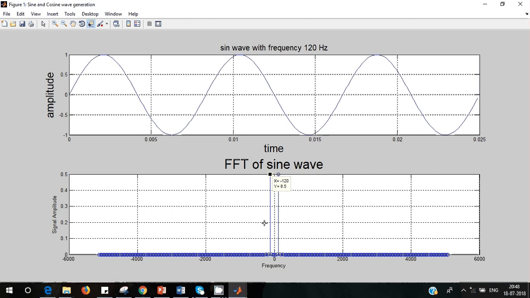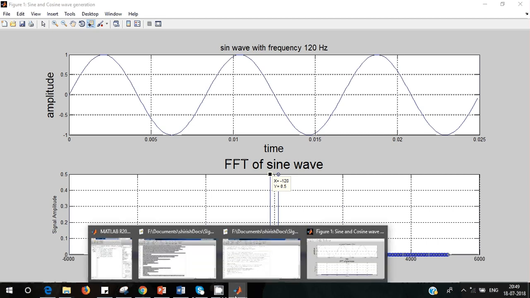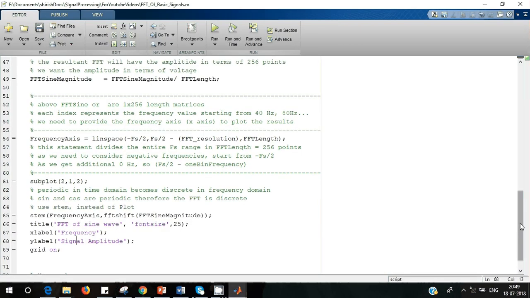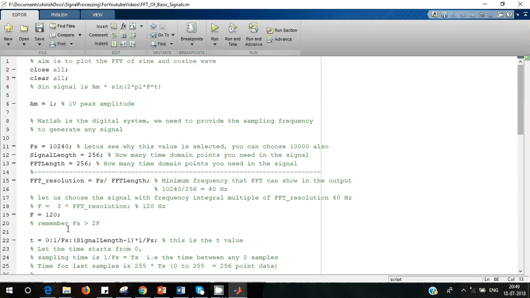This is simply the FFT of the sine wave. Remember one thing here: if you are taking the FFT and you want to get these exact peaks, this f should be an integral multiple of the FFT resolution. Here the FFT resolution is 40, so I have taken an integral multiple of 40, that is 40 into 3, which is 120. If it is not an integral multiple, say for example 130, you should see spectral leakage.